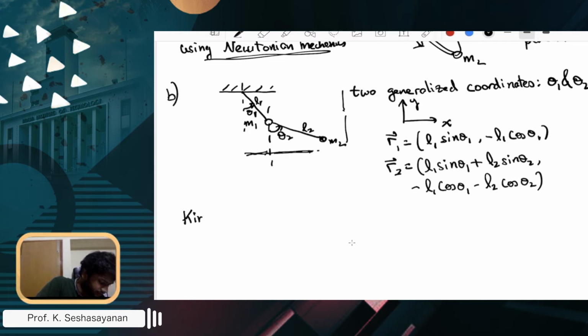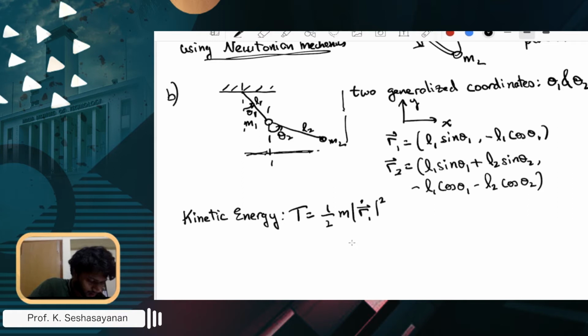So this is the position vector for mass 2 and mass 1, and we'll start constructing the kinetic energy. We will denote it as T. So this is nothing but half m1 r1 dot square plus half m2 r2 dot square.